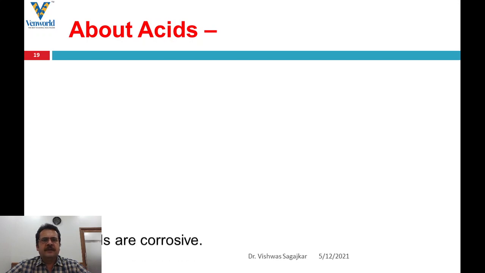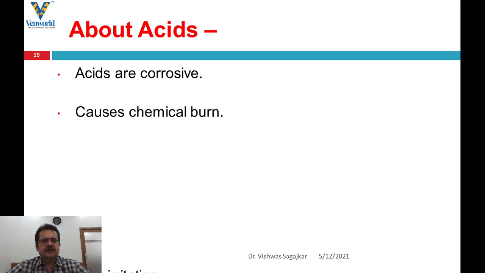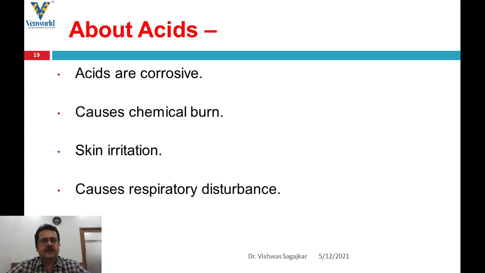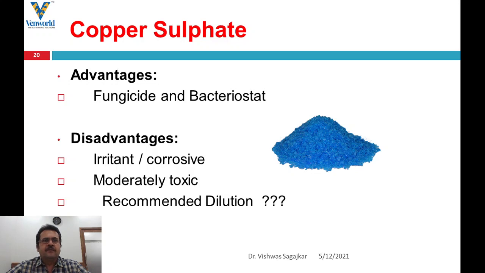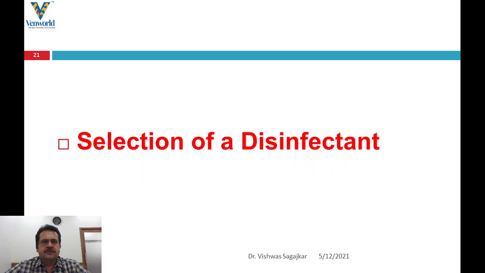And about acids, different kinds of acids are commonly used in the hatcheries, but they are corrosive. They cause chemical burns, skin irritation, and respiratory disturbance, and they can irritate eyes also when they come in contact. We come to copper sulfate. Copper sulfate is a fungicide and bacteriostat, and it is commonly used in the agriculture industry. But the disadvantages of copper sulfate are many. It is irritant and corrosive, moderately toxic, and there is no recommended dilution for the different areas commonly used in the hatcheries and farms. So that is also a major disadvantage for copper sulfate.